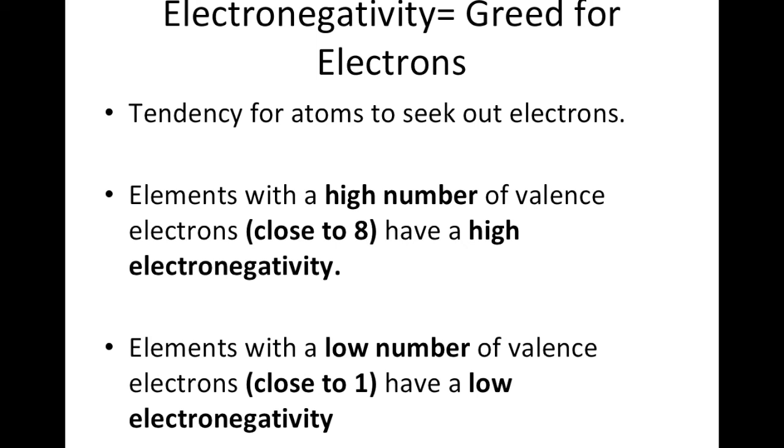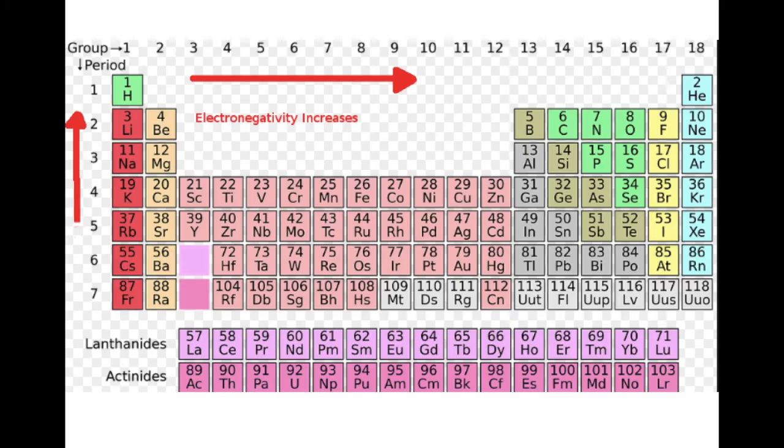However, some elements and atoms have a very low number of valence electrons, so close to 1. And because of that, they have less of a desire to fill out that shell, because they have to go and get maybe 7 times the amount of electrons compared to an atom that only needs 1. Okay? So electronegativity is a greed for electrons. And this is a principle we're going to see more of when you're in chemistry, but it's good to keep this in mind.